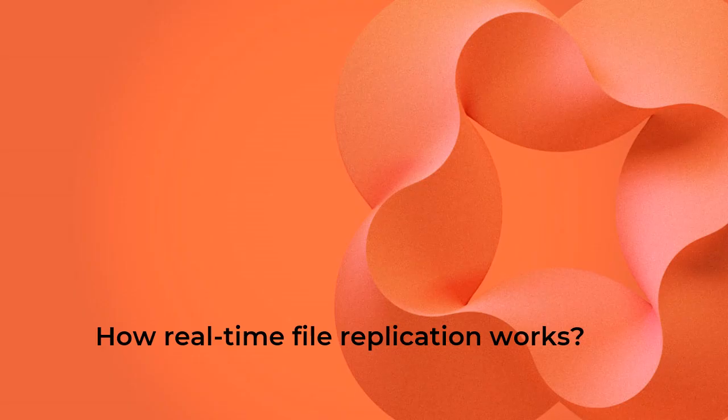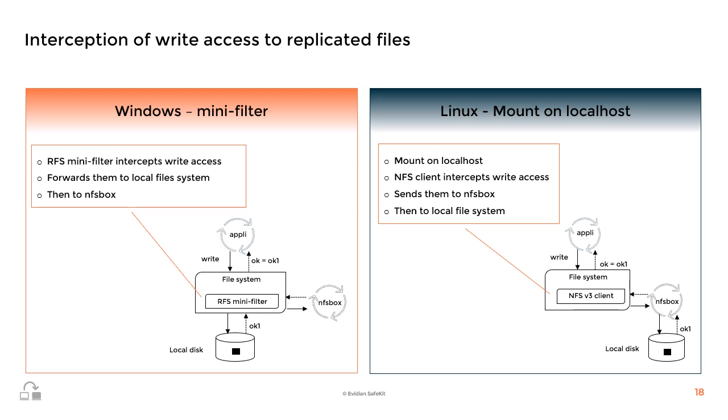Let's now examine how the real-time file replication works. The first thing to implement is the interception of write access inside replicated files. To do that, SafeKit uses a mini filter in the Windows kernel and a localhost NFS mount on Linux. On Windows, the RFS mini filter intercepts write access requests inside replicated files. Then it forwards them to the local file system. Lastly, the mini filter sends the data to the NFS box process.